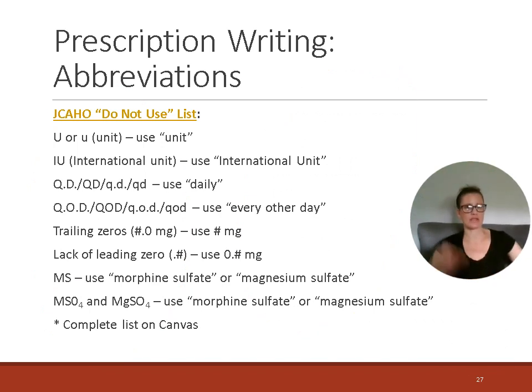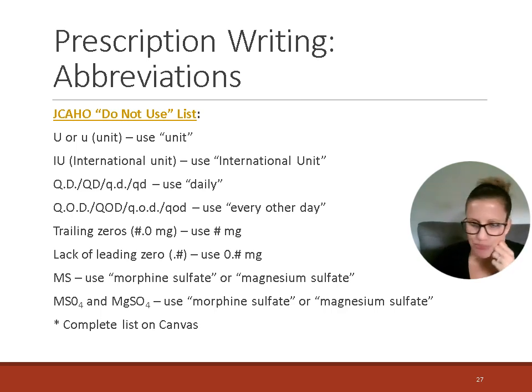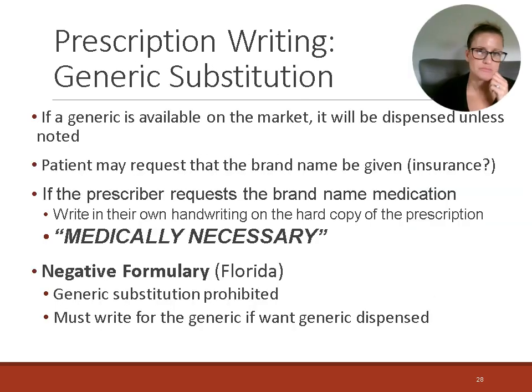So there's a do not use list for abbreviations that are commonly messed up. I'll let you read through this on your own. Okay, so generic substitution. If there's a generic medication available on the market, it will be dispensed, regardless of what you write for.